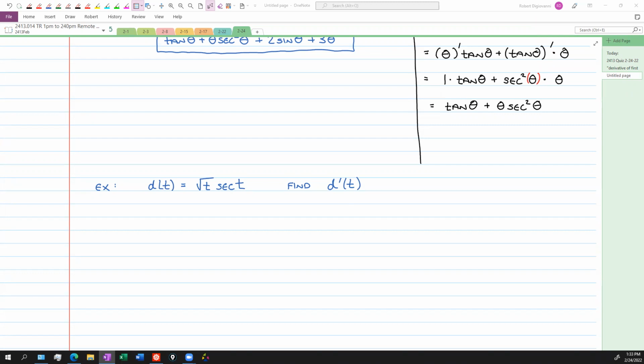You need to know the derivative of secant t. So you might need your formula sheet if you haven't memorized it.